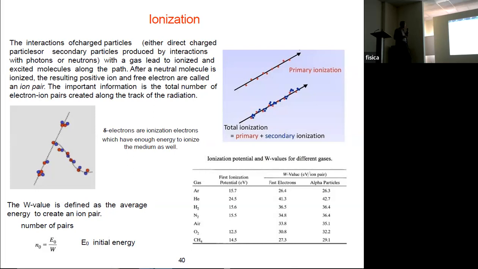Yesterday, I gave some details about how particles, specifically charged particles, interact with matter. We have the primary ionization, where the charged particle interacts with matter, and secondary ionization by the delta electrons, which have enough energy to also ionize the medium. And here you can see the primary track of the particle, and this second track which is caused by delta electrons.